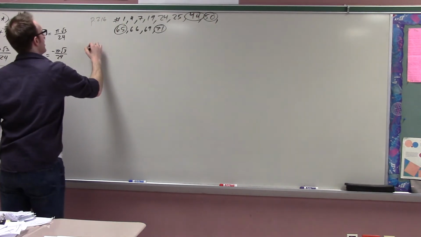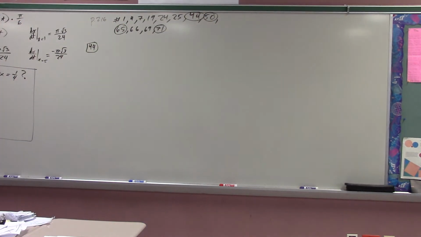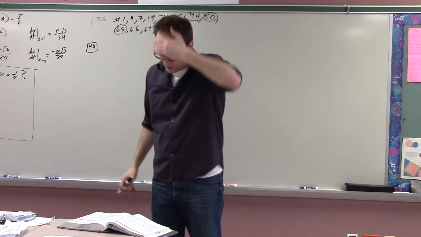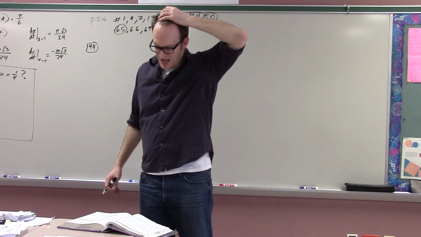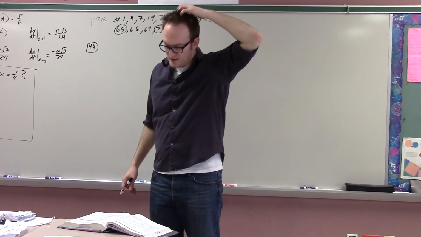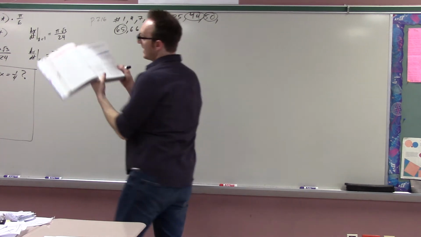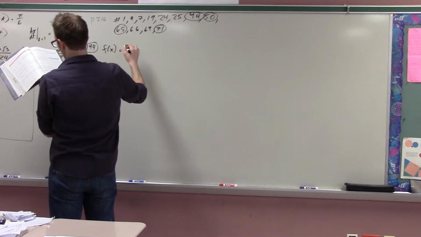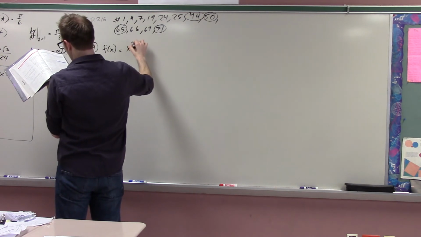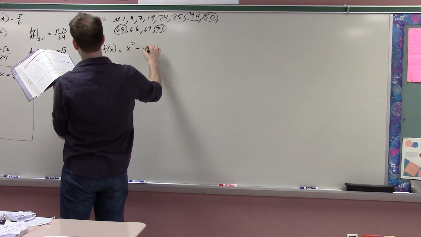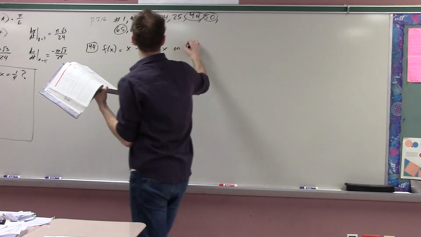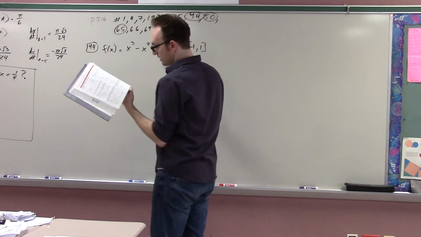Cool. So 44. This was not really a hard problem. 44 said, okay, it's a mean value theorem problem. It gave you some function, and it said, find the values of c which satisfy the mean value theorem. So here was the function. It was x cubed minus x squared minus 2x on the interval -1, 1.